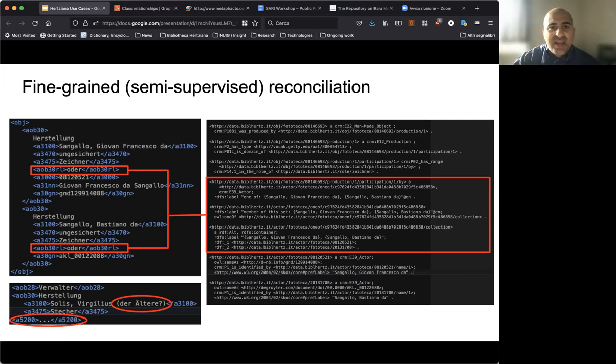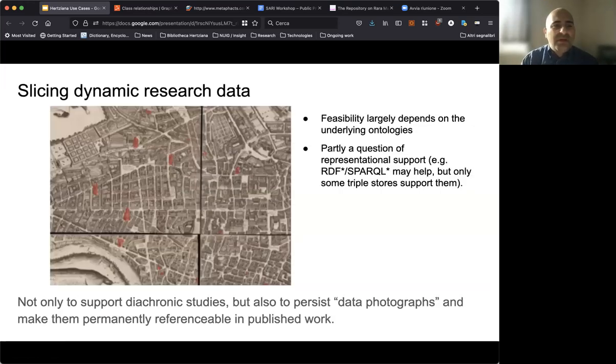Another aspect I would like to discuss with you today has been brought to my attention by several scholars here in the Hertziana. RDS is primarily a platform for managing research data, and they would say the richer the dataset itself, the more you can express with it. But one important aspect is the ability for these data to lend themselves to diachronic studies, so having data that evolve in time.